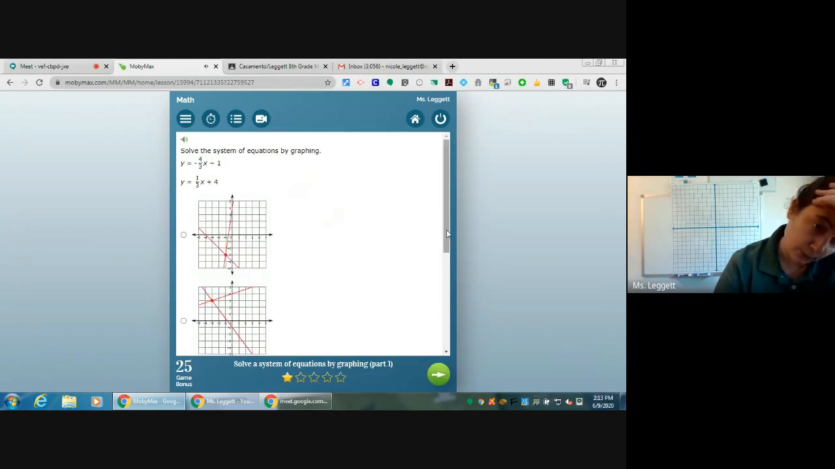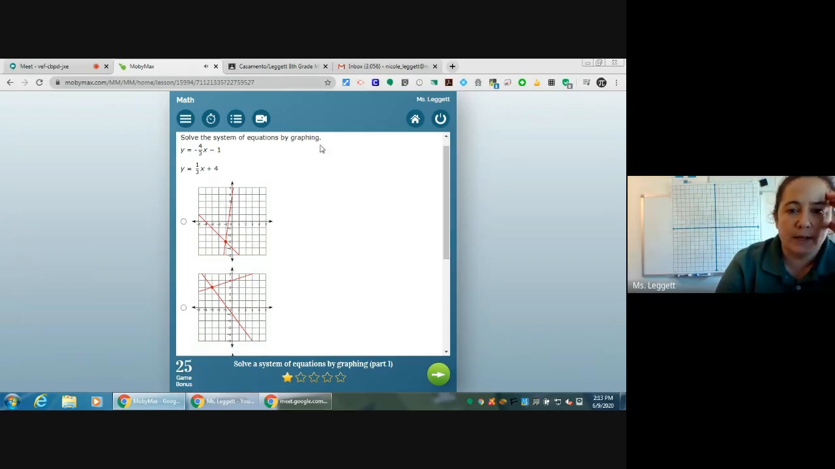Okay, next one. No double clicking, right? That way I don't get the oops. Okay, solve the system by graphing, and we're going to have this 4 more times. We're going to have to solve all of these systems, and they're going to be in the form y equals mx plus b. So let's take a look at this one first.